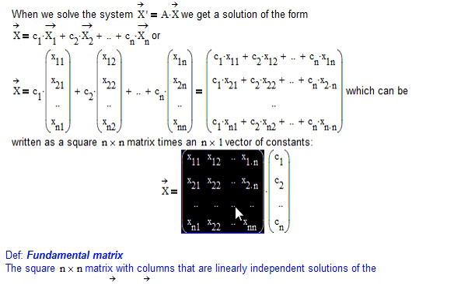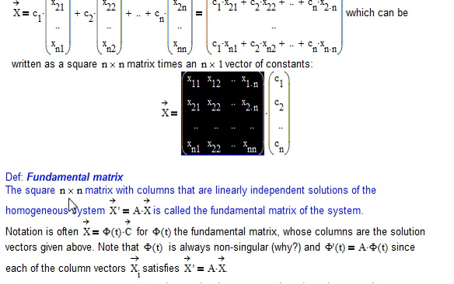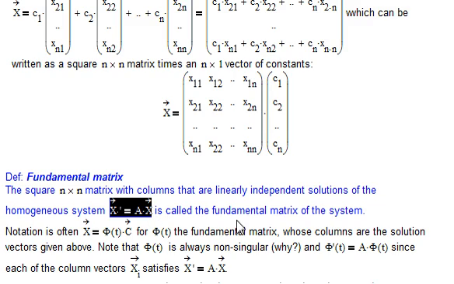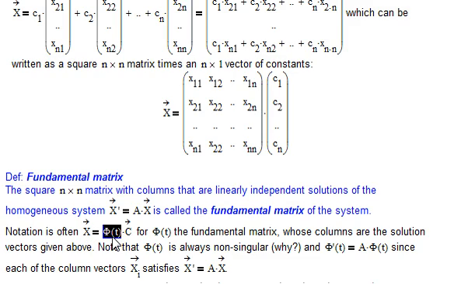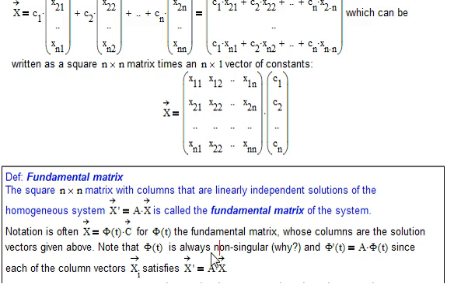So this special matrix has a name, and it's called the fundamental matrix. The square n by n matrix with columns that are linearly independent solutions of the homogeneous system x prime equals Ax is called the fundamental matrix of the system. The notation is usually phi of t, phi for fundamental, I guess, times constant vector c. So phi of t is the fundamental matrix whose columns are the solution vectors given above. Note, it's always non-singular. Now, why would that matrix always be non-singular? Pause and think through that.